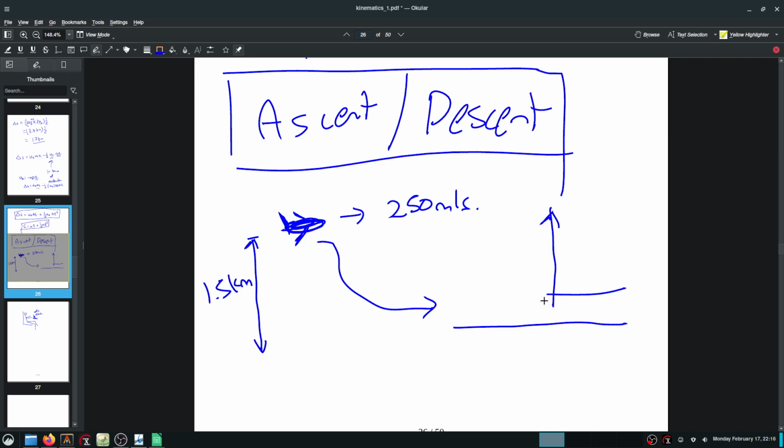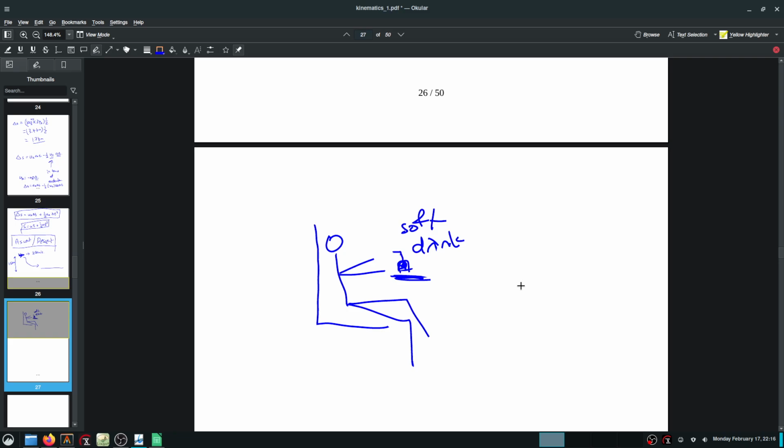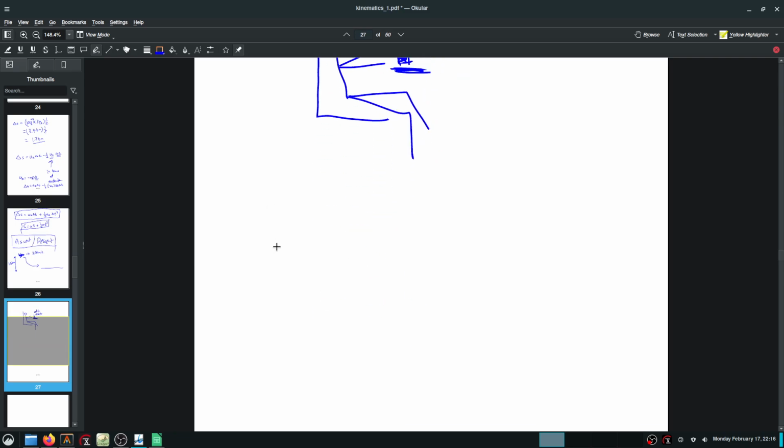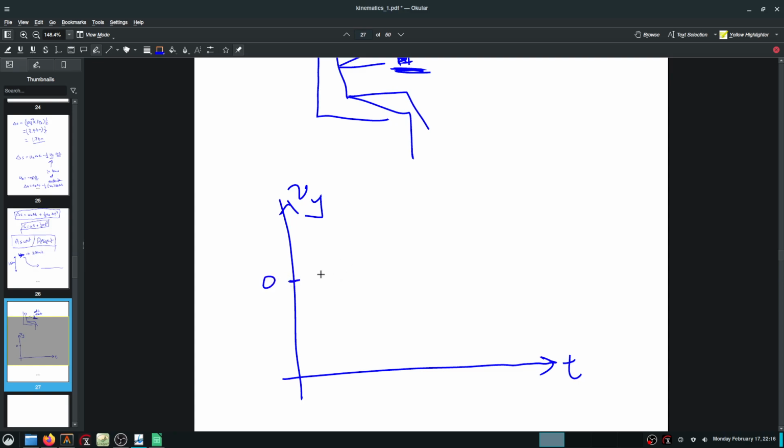So let me maybe draw a better graph. Vy against t. Let's just say 0 is here, to make the graph look a bit nicer. So 0 meters per second. Again, I forgot my units. We start at 0 meters per second, then we want to slowly descend.